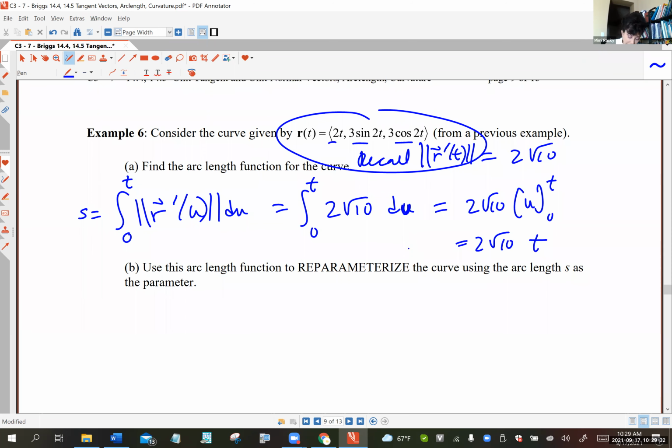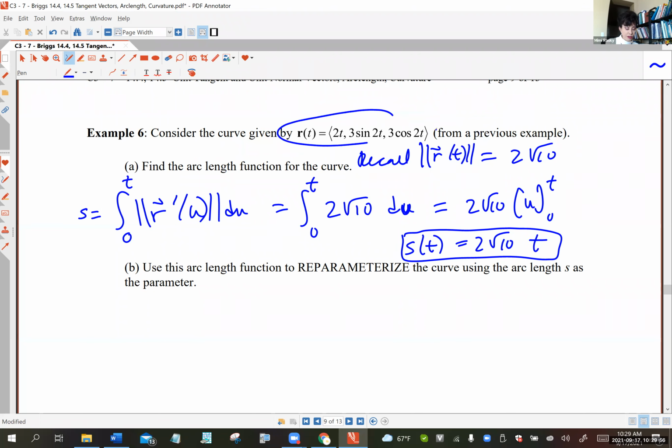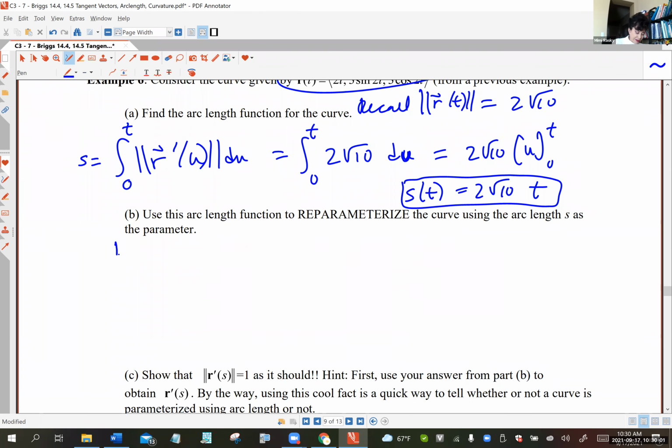So you can write your arc length as a function of time t, like this, as your final answer for part A. There's your arc length function: s of t is 2 square root of 10 times t. Fine. So what? We're going to use this arc length function to reparameterize this vector valued curve. So how do we do that? Very carefully. So let me rewrite my answer to letter A, where I just write s is equal to 2 square root of 10 t.